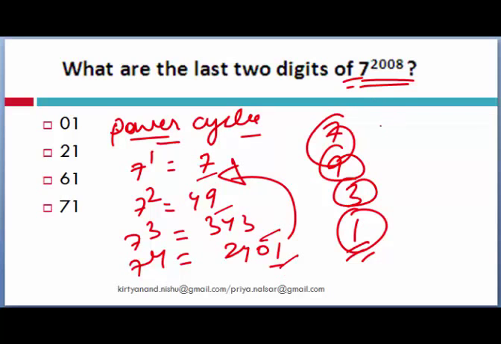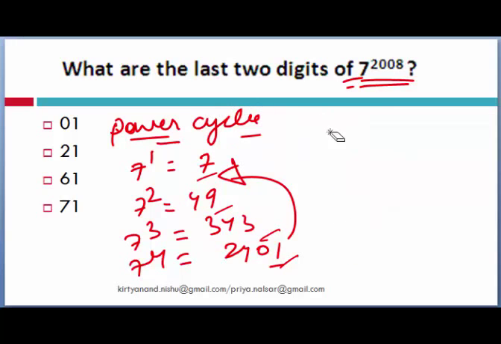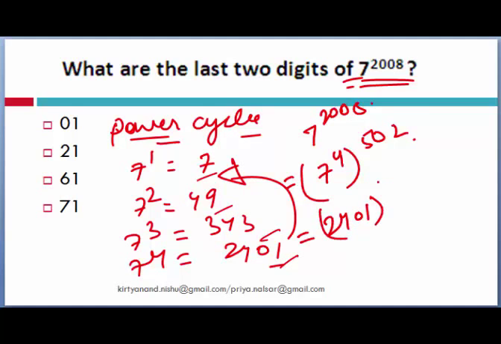So here, very quickly what I'll do is that 7 raised to the power 2008, we can write it as 7 raised to the power 4 into 502. So 7 raised to the power 4 is 2401 raised to the power 502. So it is ending in 01. So any number which ends in 01, the last digit will be 1 only, irrespective of what happens. So the last digit is 1.